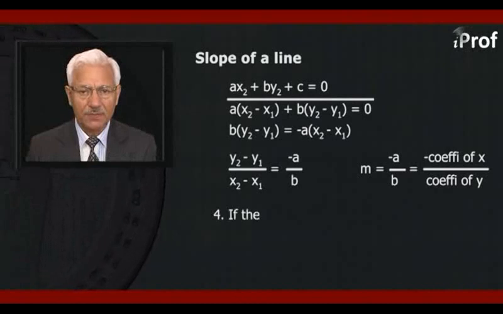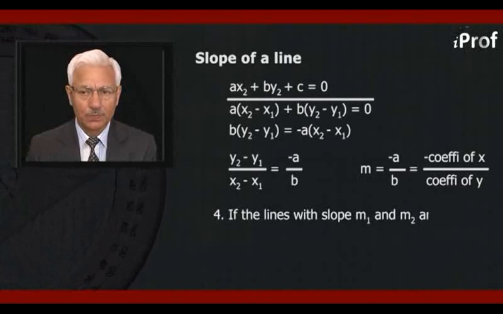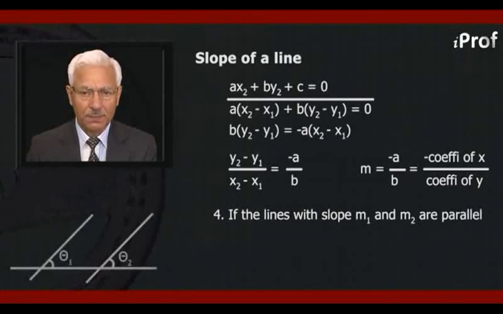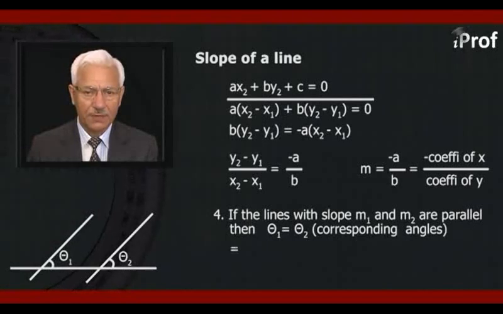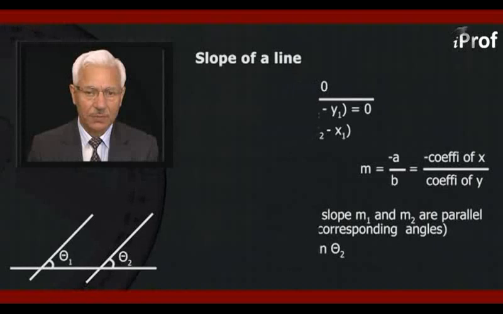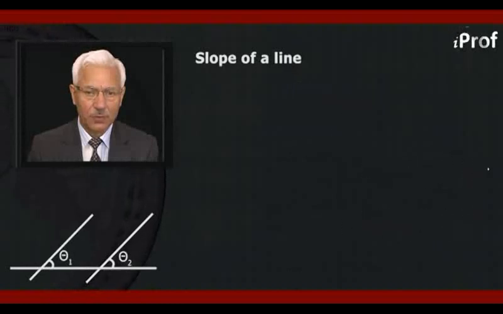If the lines with slopes m1 and m2 are parallel, then theta 1 equal to theta 2, because they are corresponding angles, implies tangent theta 1 equal to tangent theta 2, that is m1 equal to m2. Thus, if the two lines are parallel, slopes are equal.